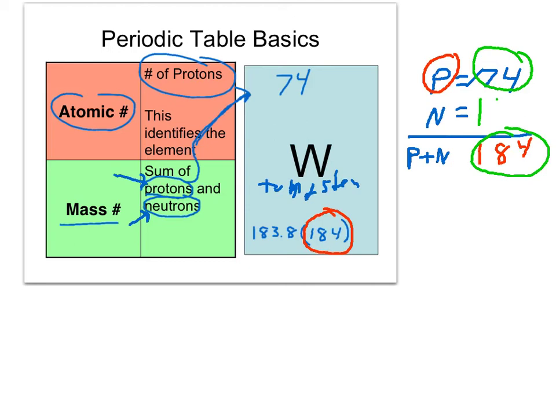Sorry, I think we had a slight glitch there, so let me restate that. We know we have 184 protons plus neutrons. We have to subtract our 74 protons from that, and I'll end up with the number of neutrons. So we end up with 110 neutrons. So you just subtract the two numbers. You subtract the atomic number from the mass number, and you figure out the number of neutrons.